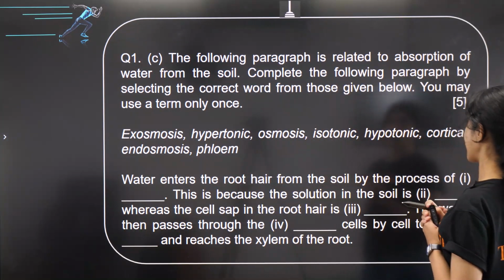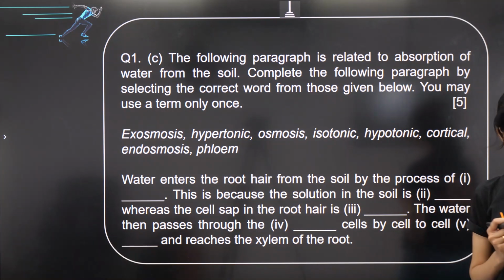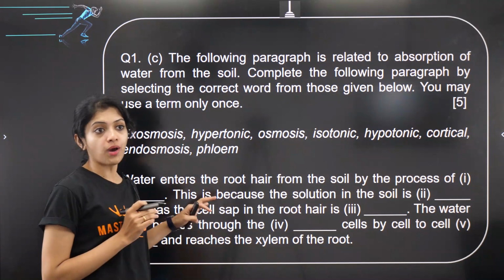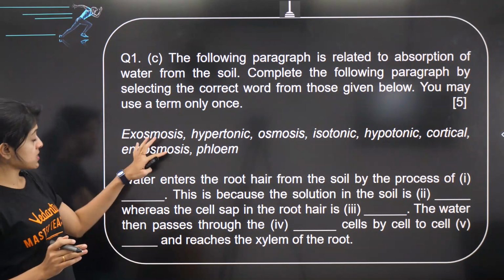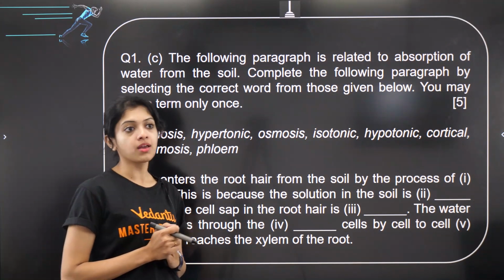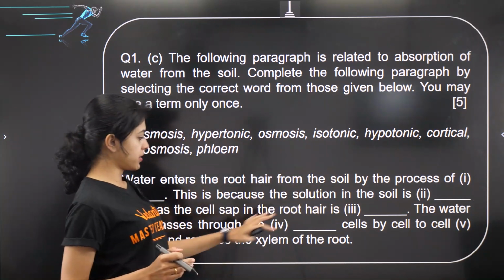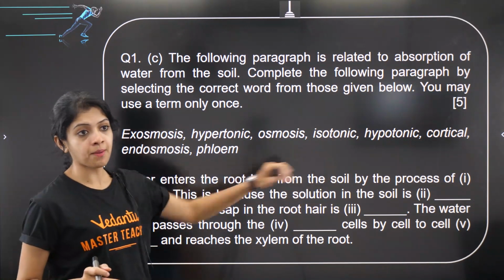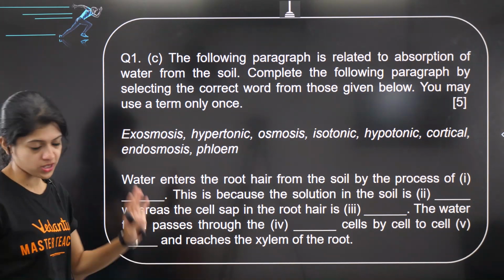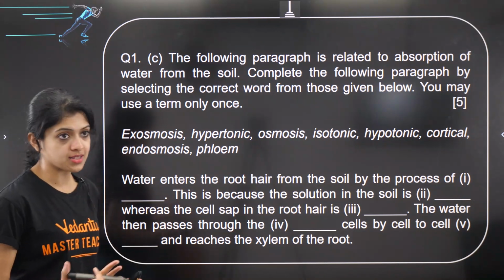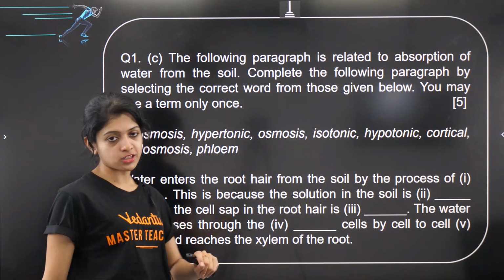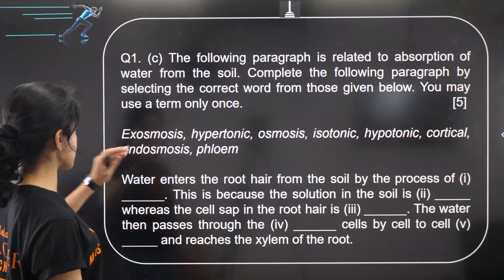The following paragraph is related to the absorption of water from the soil. What you are supposed to do is complete this paragraph using appropriate words from those given here in italics. Pick the most appropriate word for each of the blanks which have been numbered 1, 2, 3, 4 and 5. So 5 blanks which, if answered correctly, will fetch you 5 marks. Again, that makes it 15. 10 we've already managed to score, so don't forget about that.